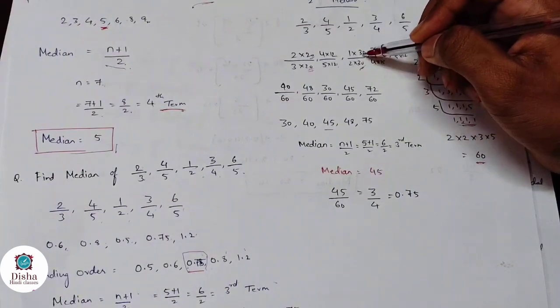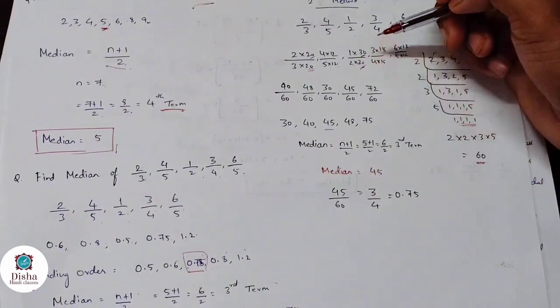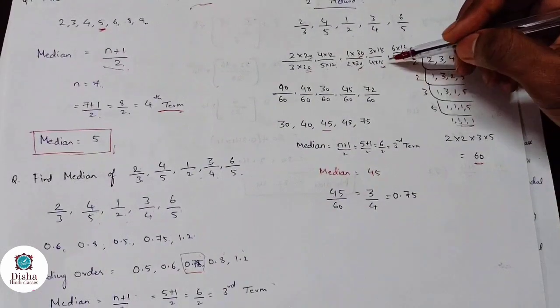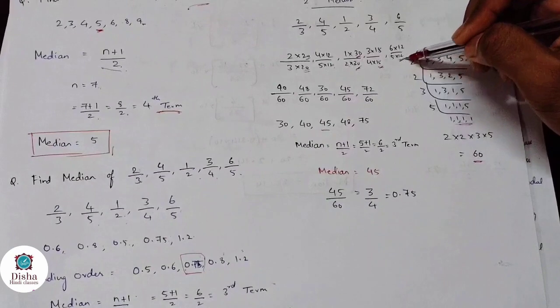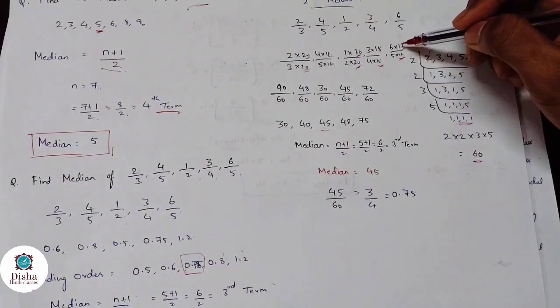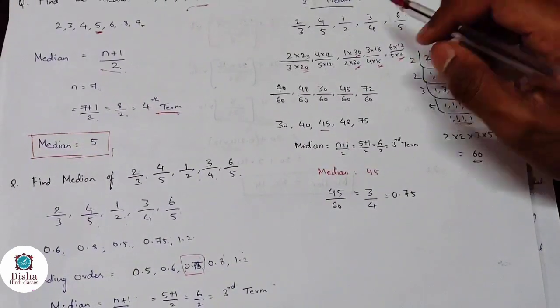2 into 30 would get us 60. So we'll be multiplying 30 into the numerator also. 4 into 15 will get us 60. So we'll be multiplying 15 into the numerator also. 5 into 12 would get us 60. So the 12 is multiplied in the numerator too.